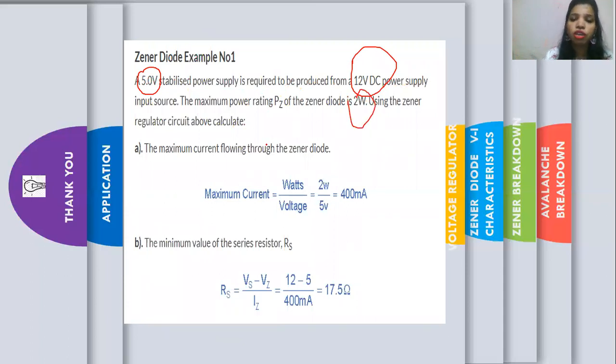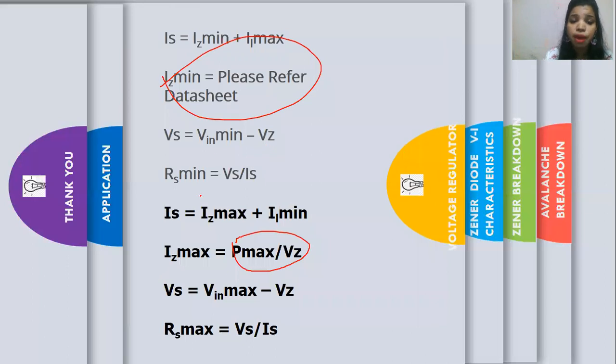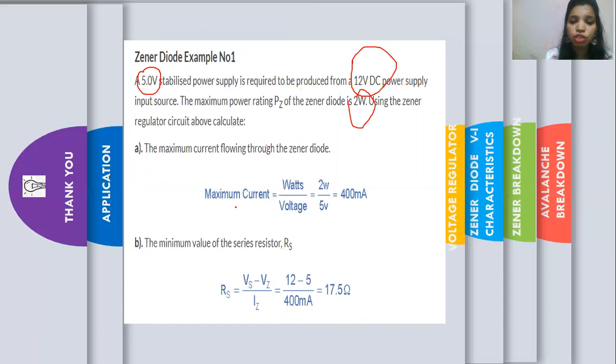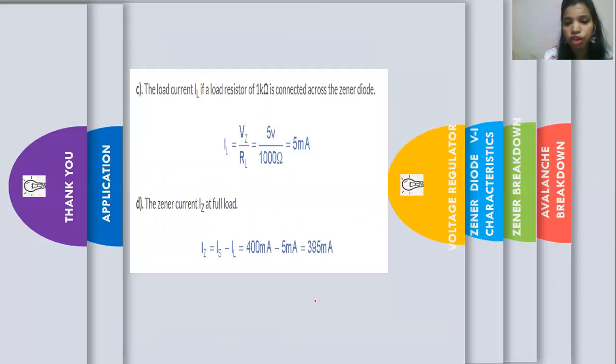So first of all, if you remember the last equation, by power rating you can calculate the maximum Zener current. Maximum Zener current is power rating divided by Zener voltage. Power rating is given as 2 watt, Zener voltage means output voltage, 5. So this is your maximum current. 2 watt by 5 volt is 400 milliampere. Now the minimum value of series resistance, you know very well, RS equals VS minus VZ upon IZ. The value of series resistance will be given by the maximum Zener current. 12 minus 5 by 400 milliampere is 17.5 ohm.